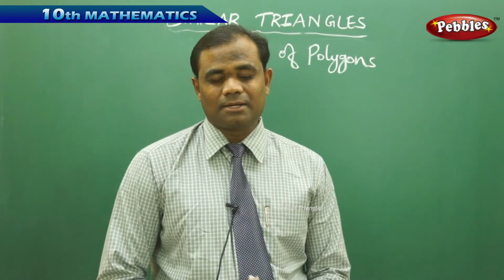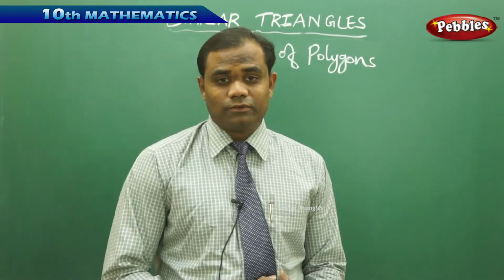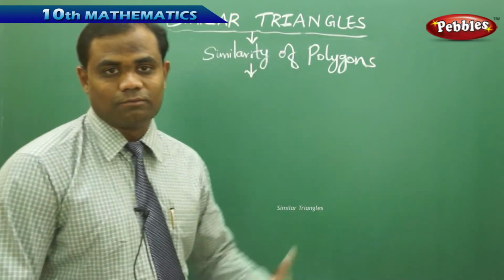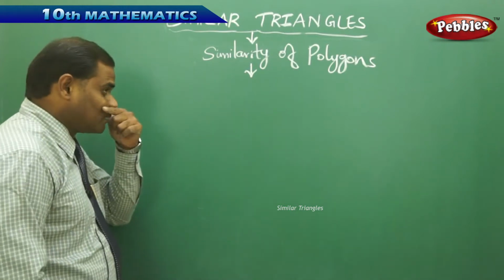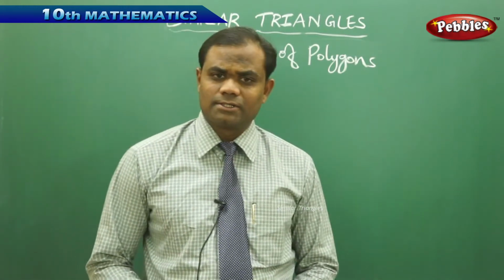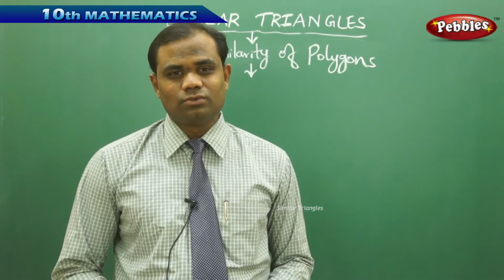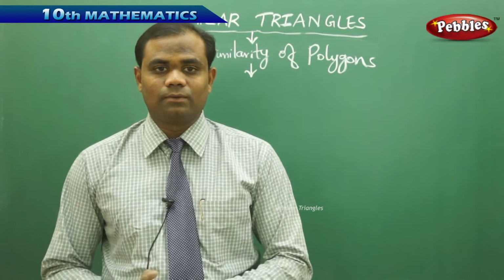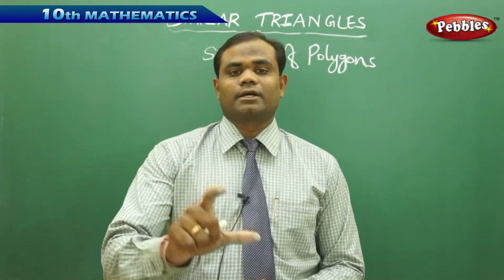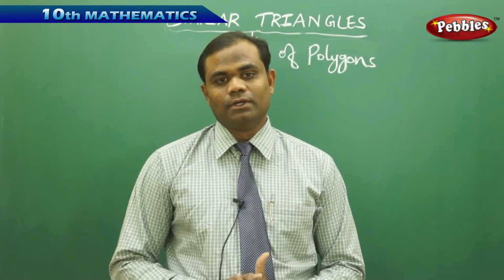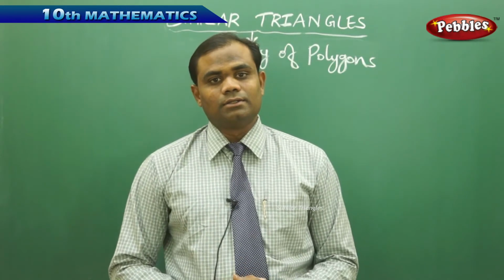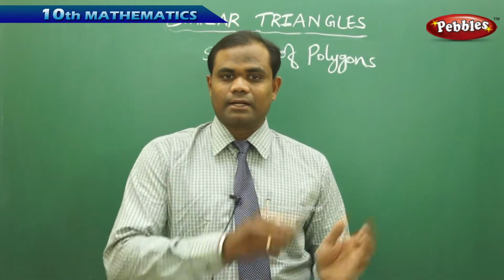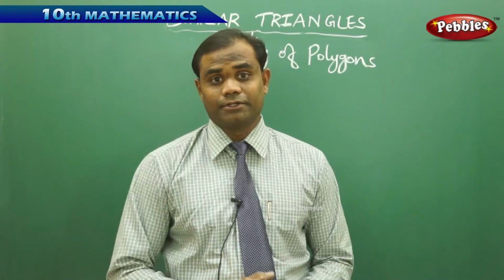Now that we have discussed similarity of triangles, when do we say two polygons are similar is the biggest question in case of polygons. So when I take two polygons, the property is the same, because we say two triangles are similar if their corresponding angles are equal and their corresponding sides are in the same ratio. Same way, two polygons are said to be similar if their corresponding angles are equal and their corresponding sides are in the same ratio.